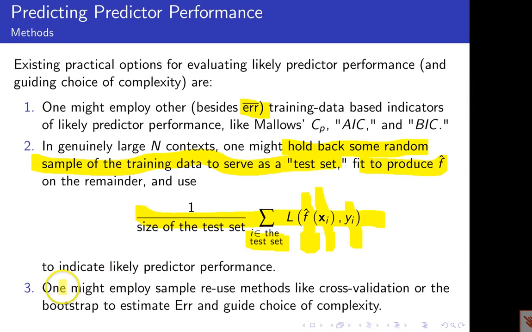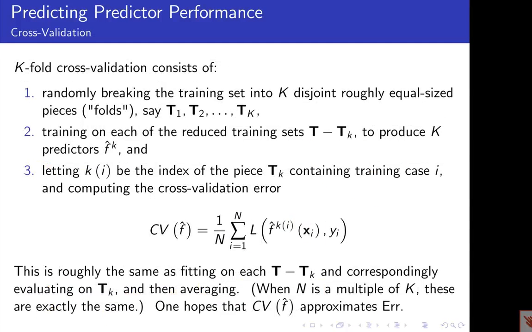So instead, what one might do is to use sample reuse methods. I'm going to talk here about cross-validation, and later we'll have some things to say about how the bootstrap idea might be used to estimate ERR. But for right now we'll talk about the most common methodology, probably the most effective methodology, and that's the idea of cross-validation.